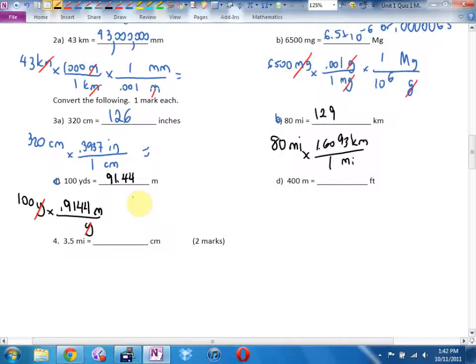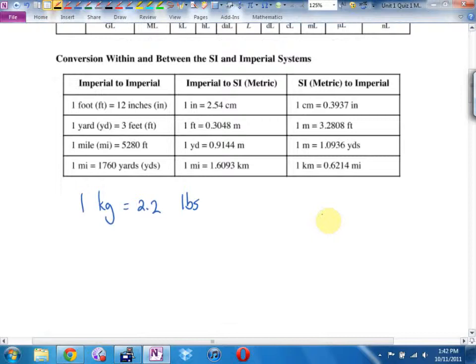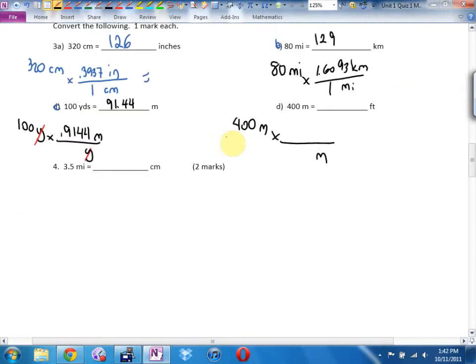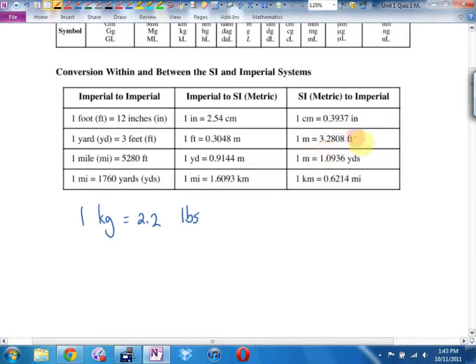D, 400 meters is how many feet? Okay, 400 meters times, now I want to get rid of meters. 0.3048 meters is 1 foot. Or you could have used this one here with the 3.2808 next to the feet and the 1 next to the meters. Same answer.